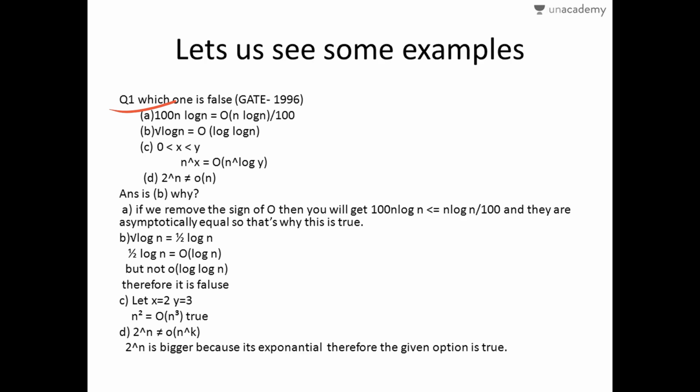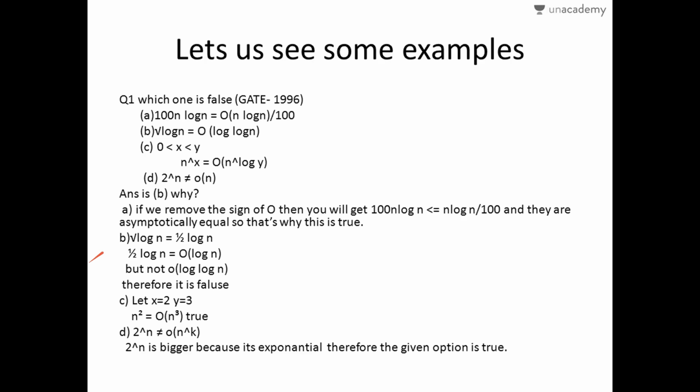Now if we look at the B option, it is saying that root log n is equal to big O of log n. Now we know that root log n can be written as half log n. Now we know that half log n is equal to log n. So we can state that half log n is equal to big O of log n. Why? Because if you remove the sign of big O, then we will get less than or equal to. So equals to sign is present here. So that's why we can say half log n is equal to big O of log n.